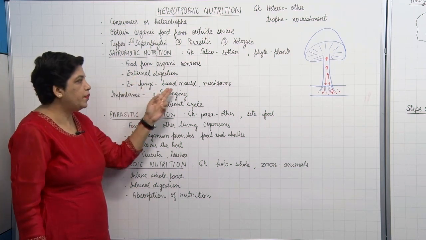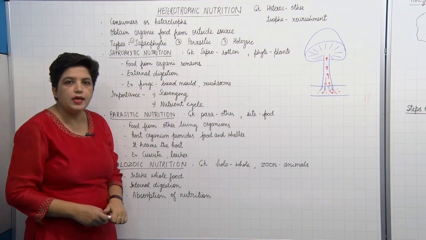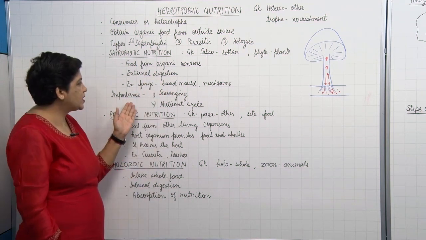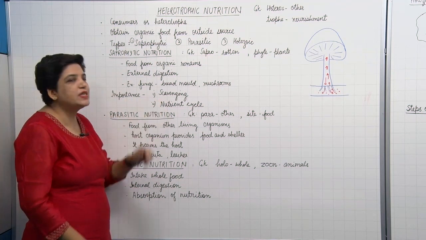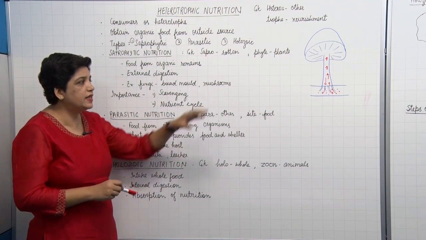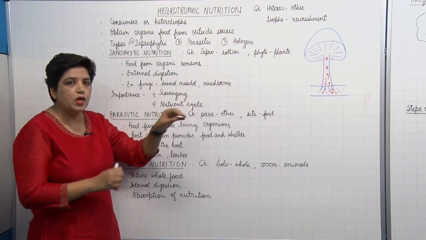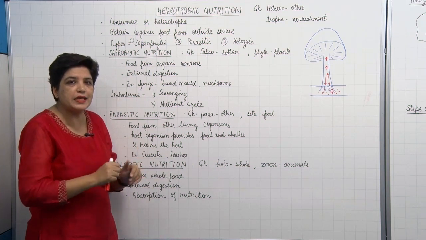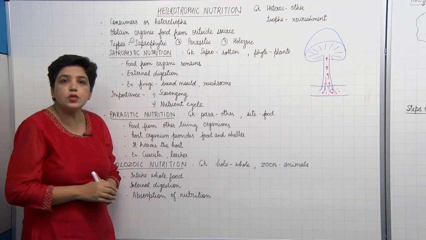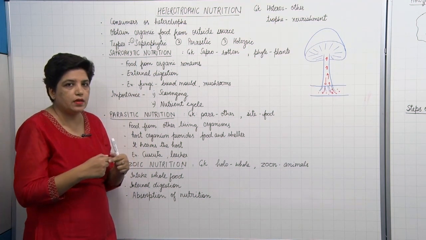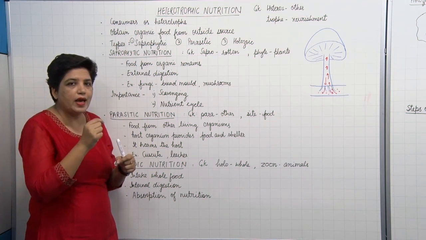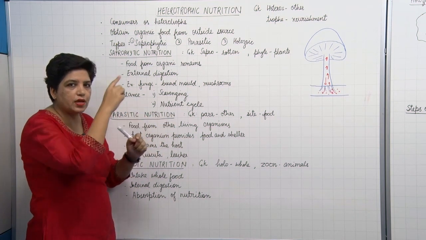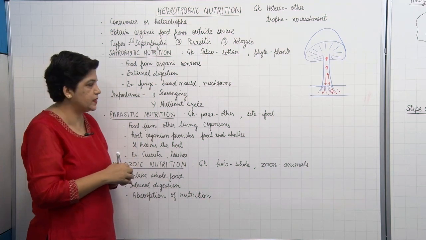The examples are bread molds or mushrooms, which are fungi. Some bacteria also undergo saprophytic nutrition. What is the importance of saprophytes? First is scavenging. Since they obtain food from the organic matter, they remove the dead parts from our environment and help in keeping the environment clean. Second, they also help in completing the nutrient cycle. Certain organic and inorganic components are trapped in these dead parts. So they release these nutrients and help in completing the nutrient cycles.